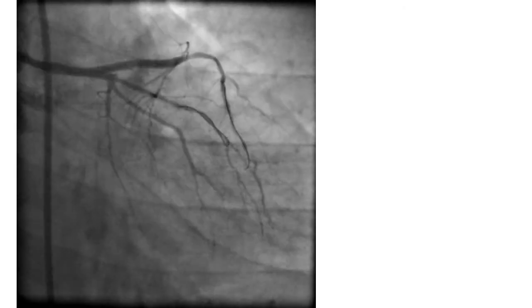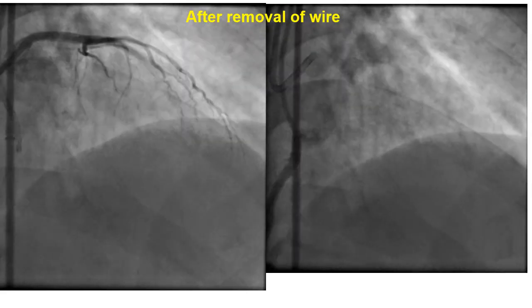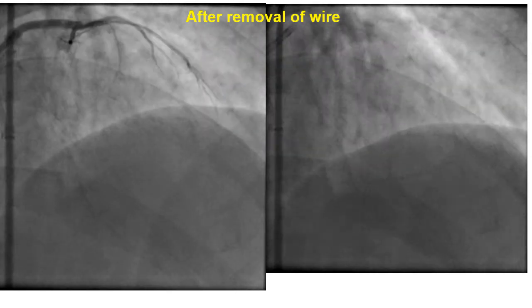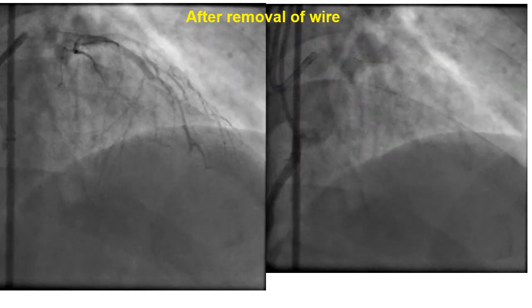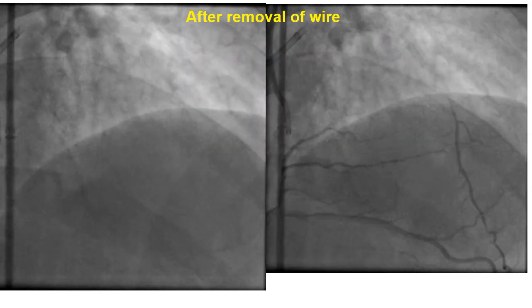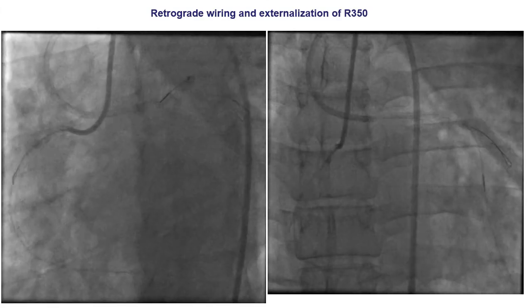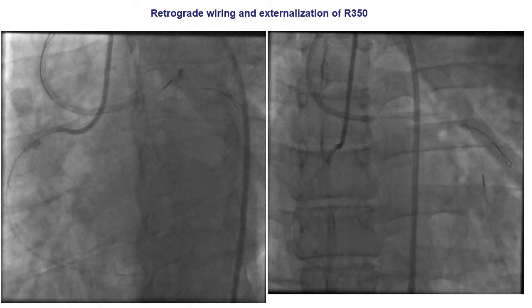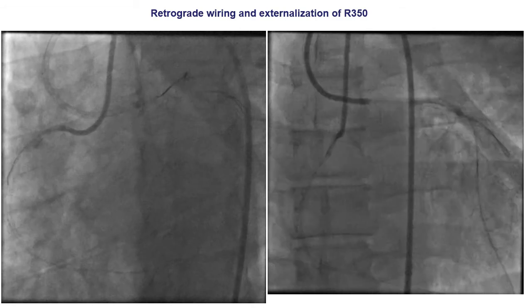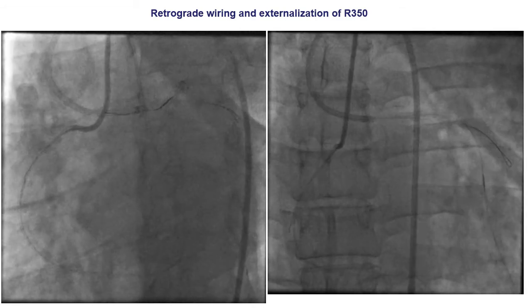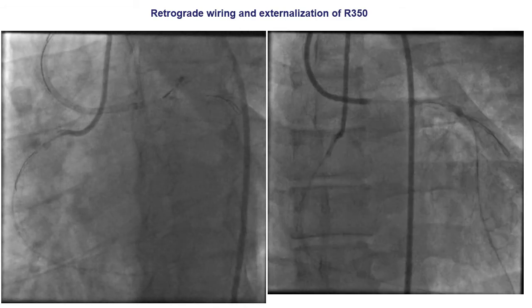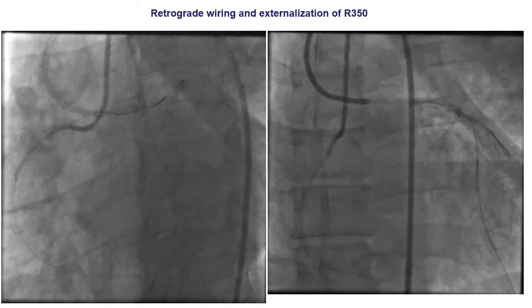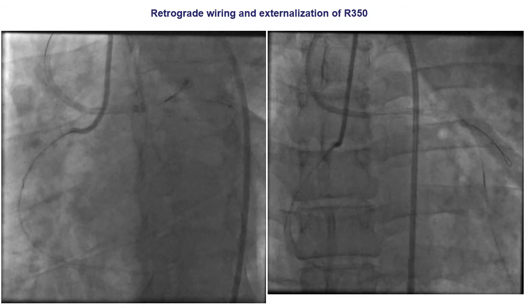So we decided to remove the wire. However, after removal of the wire, the flow in the LAD was pretty sluggish and the collaterals from the RCA were robust. So in order to diagnose the problem, we needed to regain wire position, and we didn't want to wire antegradely in case there was a dissection. So we still used the retrograde approach, and we rewired through the LAD again and externalized an R350, and this time we put a torquer on the proximal end so we don't lose it.